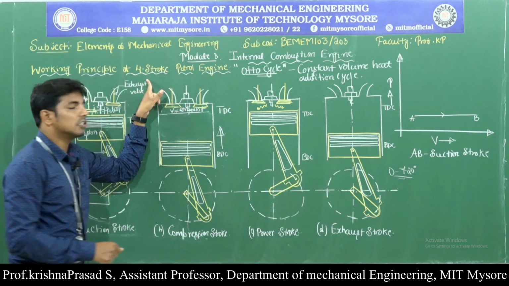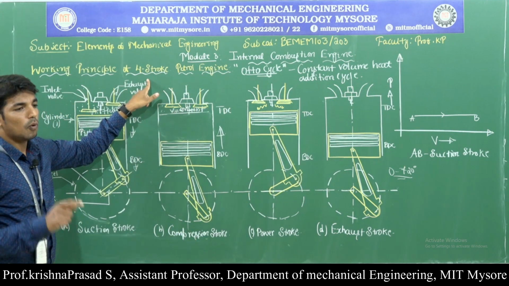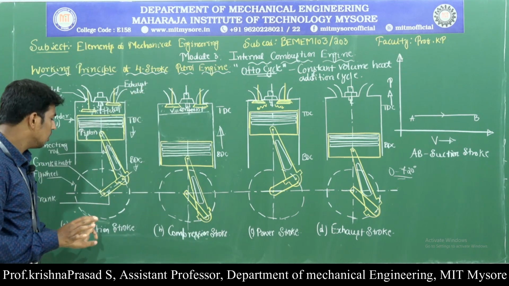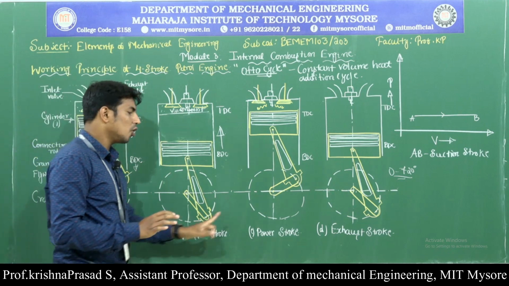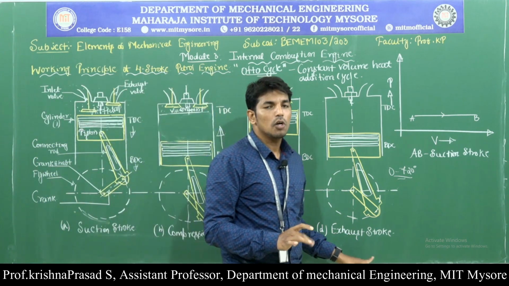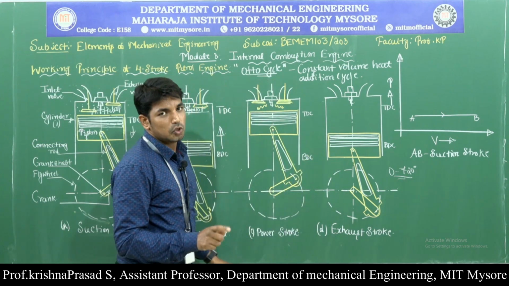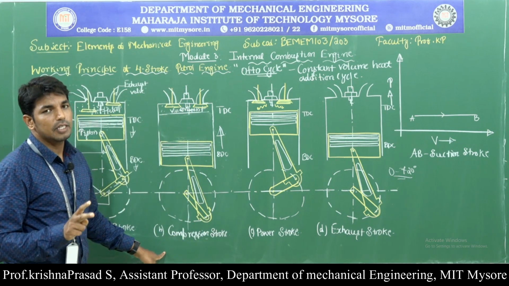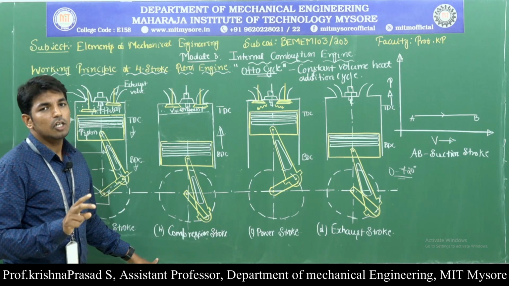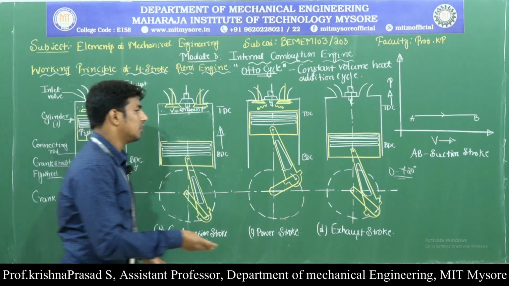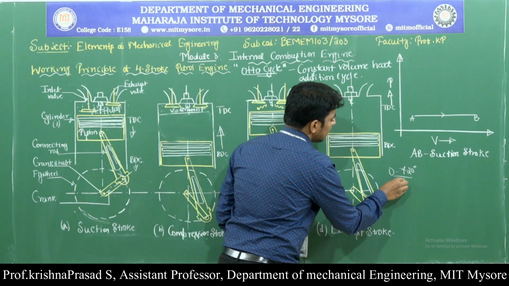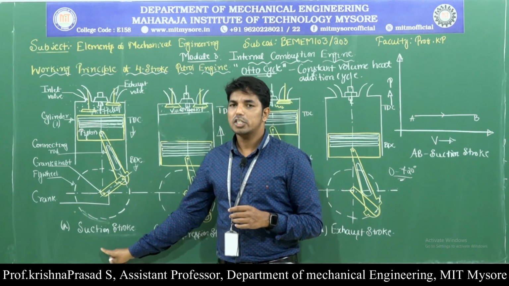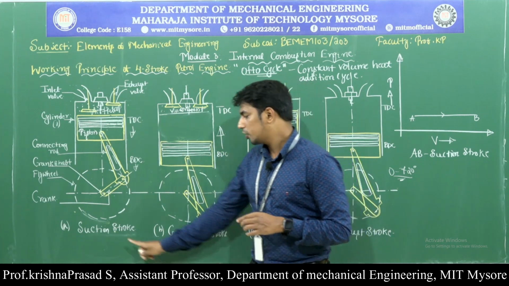And why is it called the 4-stroke? Very simple. The working cycle of the engine is completed in 4 different strokes, called suction stroke, compression stroke, power stroke and exhaust stroke. During the 4 strokes of the engine, the crankshaft rotates twice. That means your working cycle is completed in 2 revolutions of the crankshaft, that is 0 to 720 degrees.